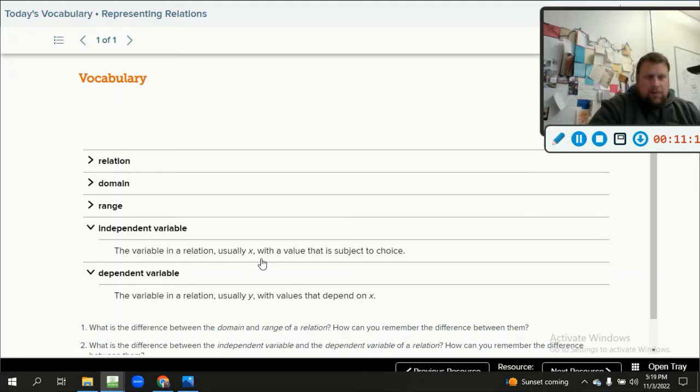The independent variable is the variable in the relation, usually x, with a value that is subject to choice. So we can choose any x we want. The dependent variable: once you choose an x and plug it in like we did in our warm-up, it is going to get out a specific y. It is the variable in a relation, usually y, with values that depend on x. All right, pause this as needed, and we are moving straight on.